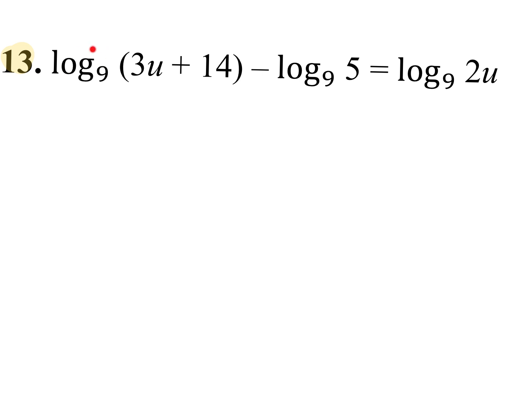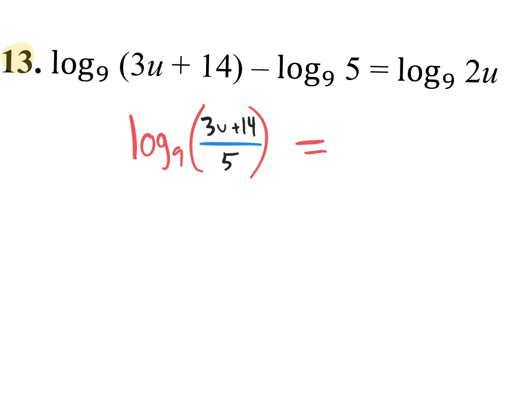Remember, the quotient becomes subtraction if you're expanding, or the subtraction becomes division if you're condensing. So because we have the identical log base 9 and identical log base 9, we're going to put it together as a single log base 9. Log base 9 of what? Log base 9 of a fraction. The first term goes up on top, and that'll be 3u plus 14, and the 5 goes on the bottom. First one goes on top, the second one goes on the bottom. Both logs, the same base 9, condensed to a single log base 9. So now you have log base 9 of that fraction equaling log base 9 of 2u.